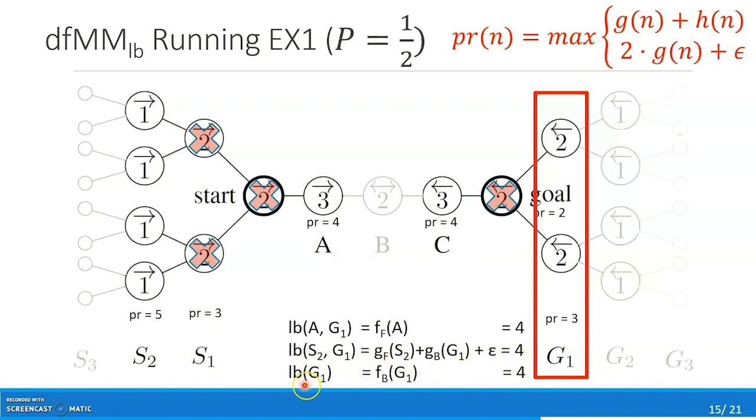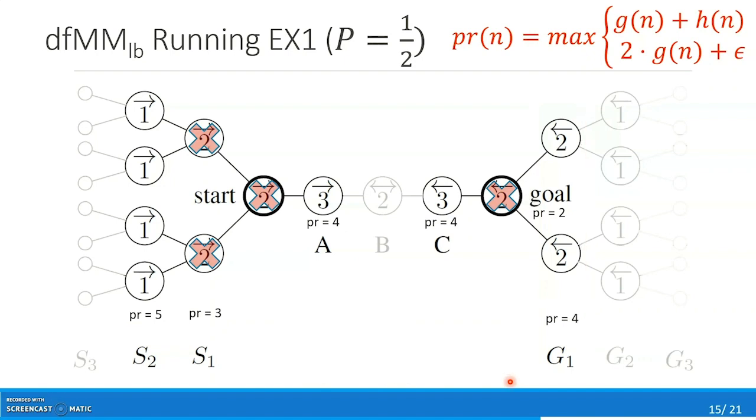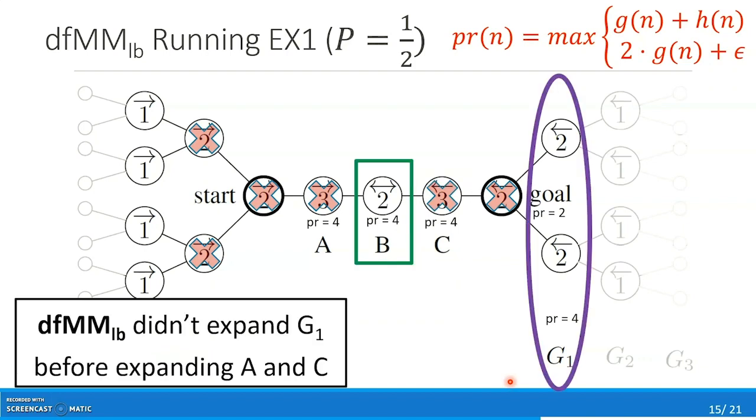This is why the LB value of G1 is equal to 4, and since the LB propagation makes the F value become equal to the LB value, the F value of G1 becomes 4, and the priority is updated to 4. So now, FMM does not need to expand G1, and it can continue to expand A and C and terminate.